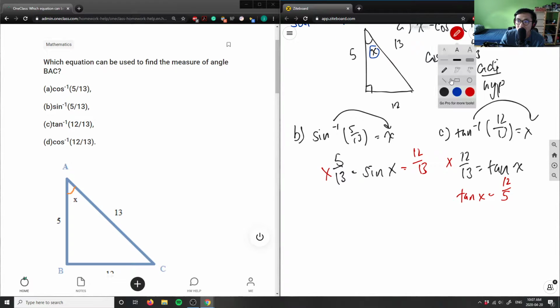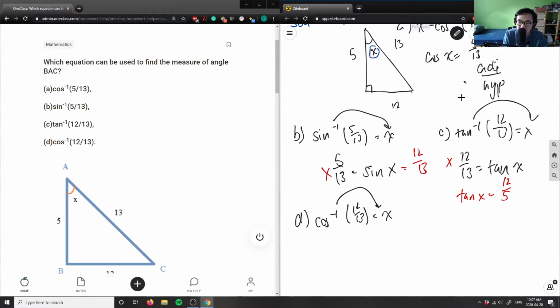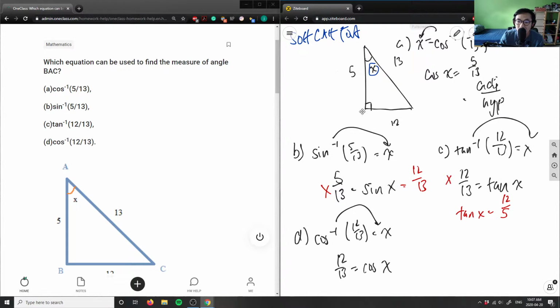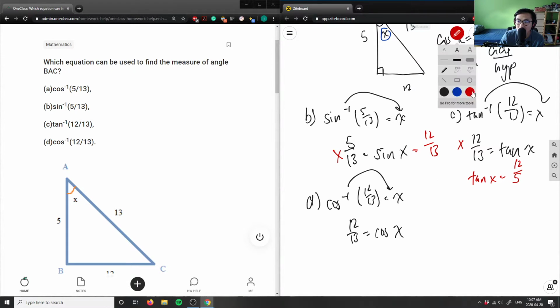And let me just double check D for you. So D here states that cos inverse of 12 over 13 equals x. If I move cos to the other side, I would get 12 over 13 equals cos x. And as you can see, cos x here is adjacent over hypotenuse, 5 over 13, and not 12 over 13 here. This would have been opposite. This is sine of x here, opposite over hypotenuse. So this here is wrong, because cos x equals 5 over 13.